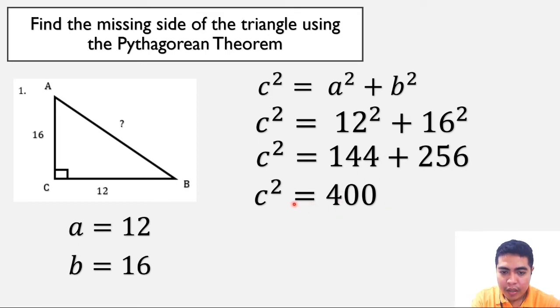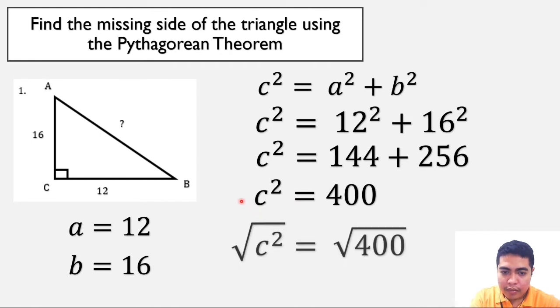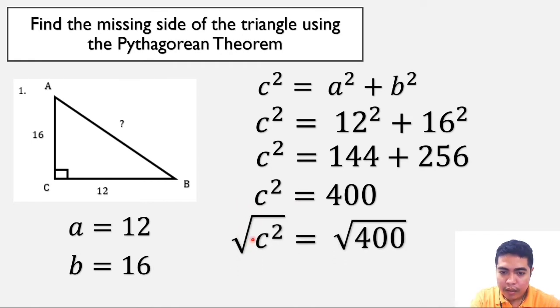Now, to get the value of C, take the square root of both sides to eliminate the square. So the square root of c squared is equal to the square root of 400. The answer is 20. So this side is equal to 20.